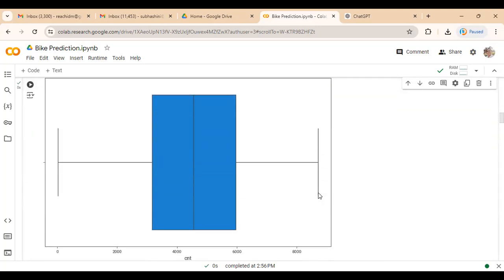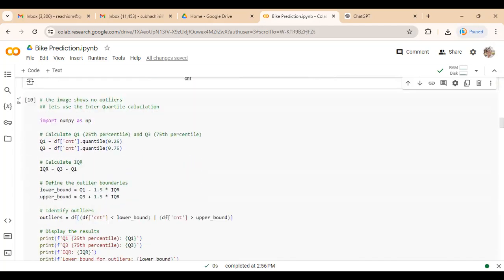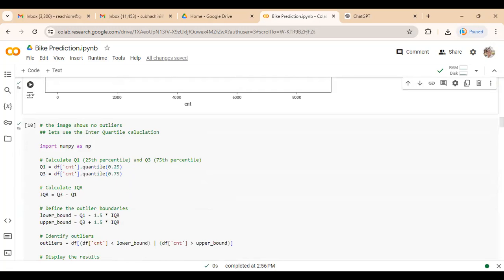Here you go. We had spoken already about values from as low as 22 up to 8,600 plus. You have a whole range in which the data exists. How many bikes were taken in a day? We can see that the median is around 4,000 plus, 4,500 or so, and a majority of the values are in the 3,000 to 6,000 range. This is the most common range in which people pick up a bike. This image shows no particular outliers.